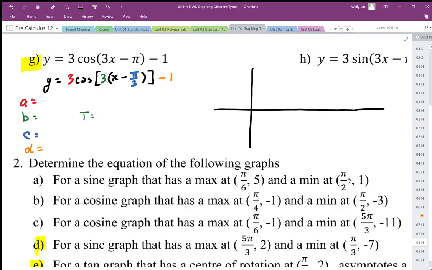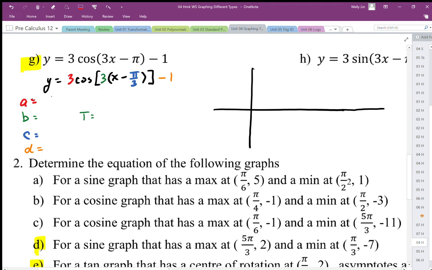To graph g, you want to first put it into factored form. So you want to factor the 3 off the 3x, and we end up with 3 cos 3 bracket x minus pi over 3 minus 1. So the first thing done, we have this factored. We then want to establish what are the a, b, c, d, and the period of this function.